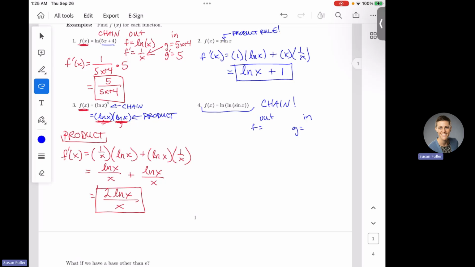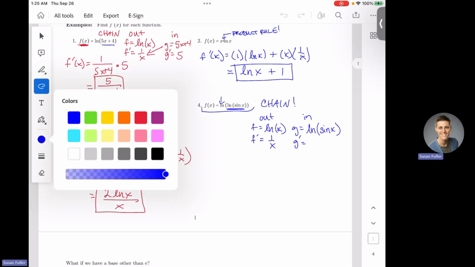What's my inside function? I'm going to call all of this my inside function so that my outside function is just that outer ln. So my inside function here is the ln of sine x. And that means my outside function here is that ln x, which is this one. Okay, I have my inside and outside function. So now I'm just going to rock through the chain rule and do my derivatives. The derivative of ln x is 1 over x. We've got that one. Now, the derivative of ln of sine x.